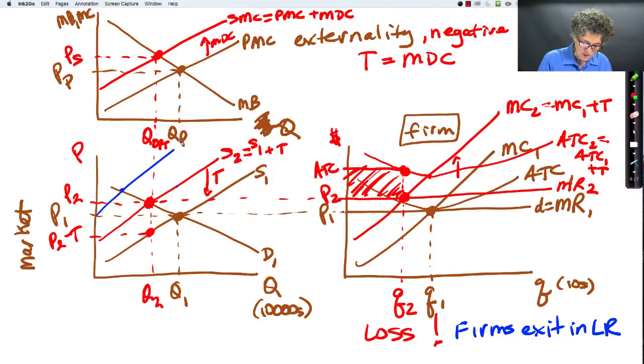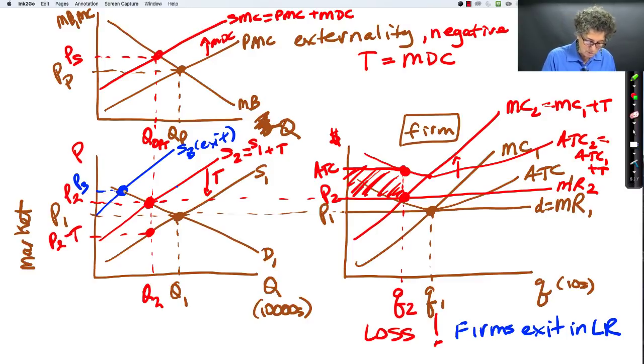The supply curve is going to shift a second time, so here's S3, which reflects the exit of some of the firms. Now what do we got? Now at S3, we're going to have a price P3.